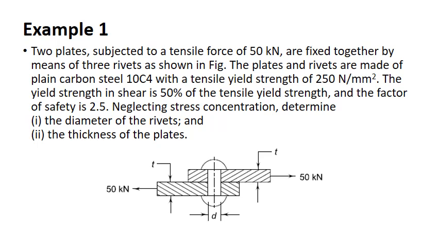The yield strength in shear is 50% of the tensile strength. This fact is very important. What do they mean by this? The maximum shear to which the component can be subjected here is 50% of the yield strength in tension, that is 250 MPa, and the factor of safety is 2.5 for both cases. By ignoring the stress concentration, we must determine the diameter of the rivets as well as the thickness of the plates.